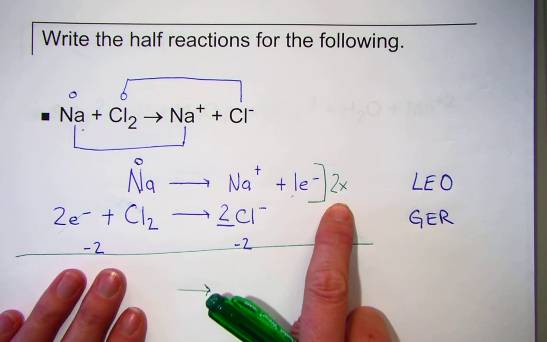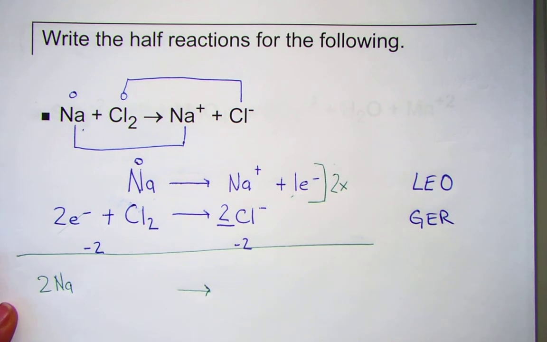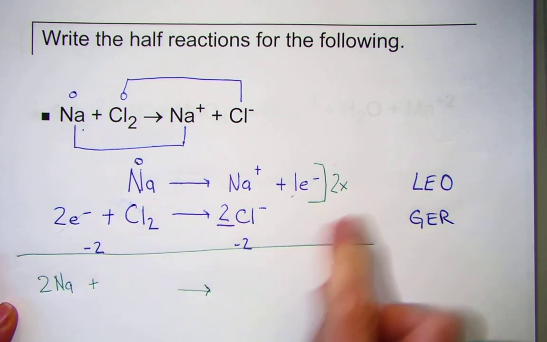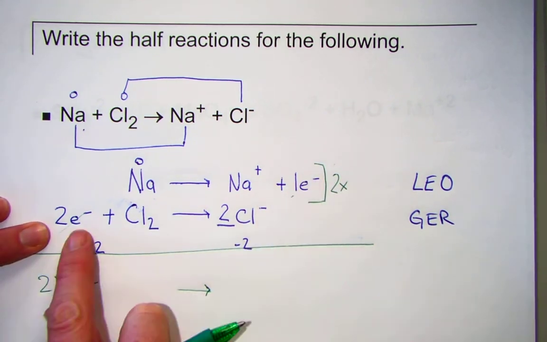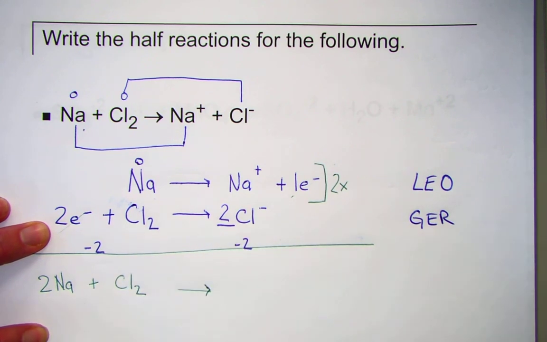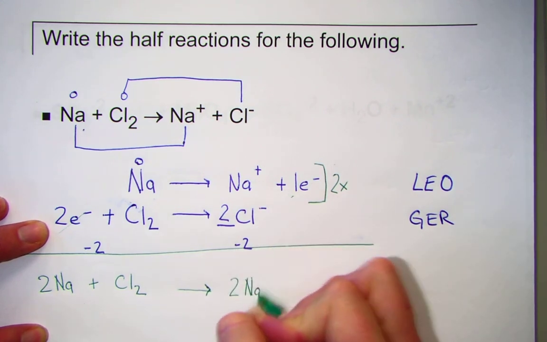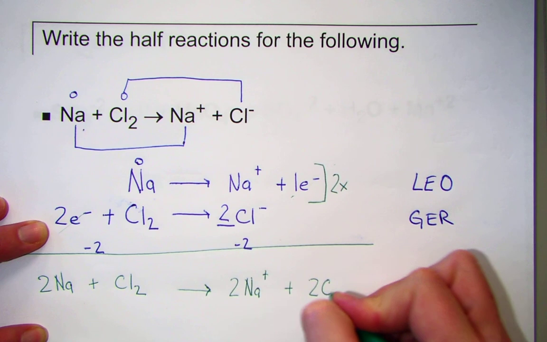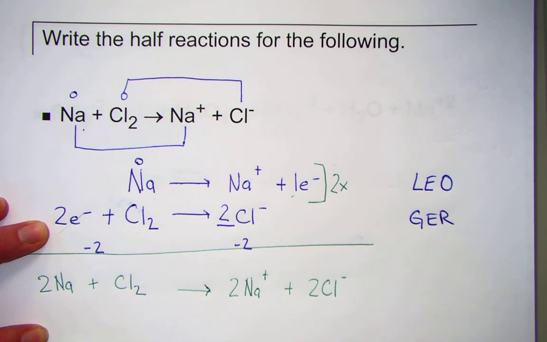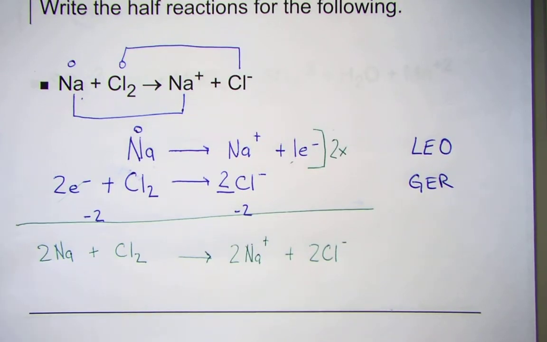So on the left of my arrow, I have 2 times 1 sodium. I have 2 sodium atoms, no charge, plus, okay, so that's the first half. We're not distributing anything in our second half. The electrons canceled. The only thing left is a chlorine molecule, Cl2. On the right-hand side, distributing a 2 through the sodium ion, 2 units of Na+, and 2 units of Cl-. Electrons then canceled.